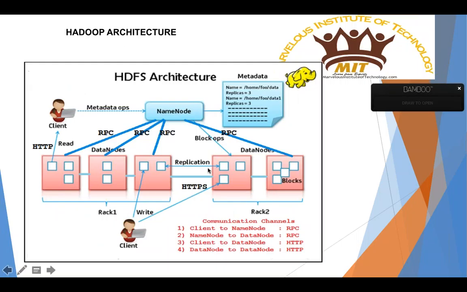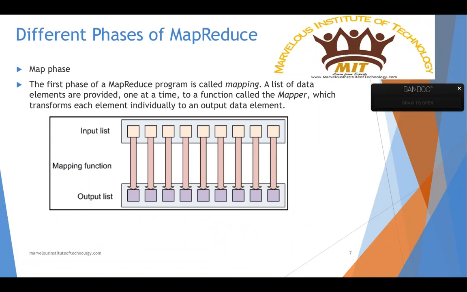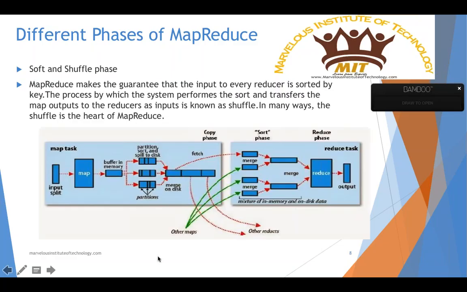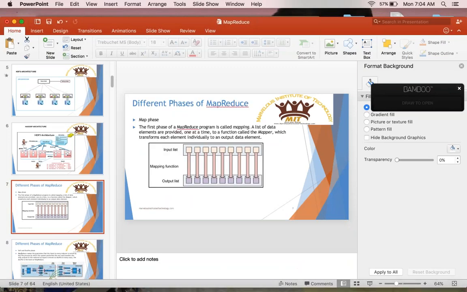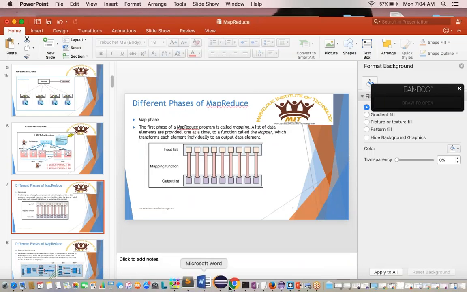Let's assume that these are the data blocks, and your MapReduce job will come and process on these blocks here, here, here, here, and here. Now try to understand, there are different phases of MapReduce. Let me explain. Let me go with a diagram. I'll take a diagram and explain.